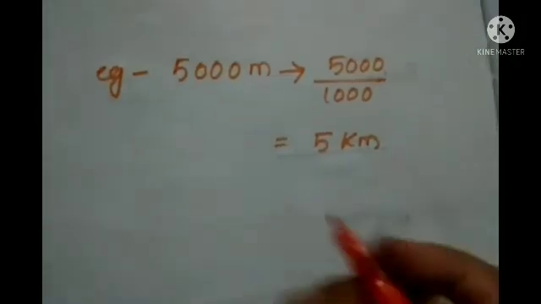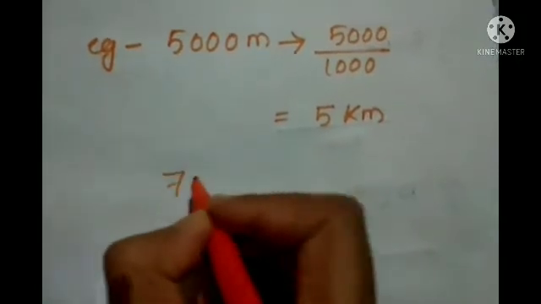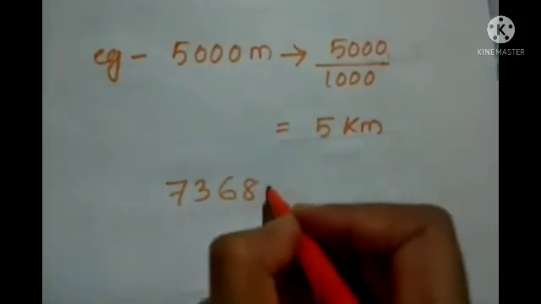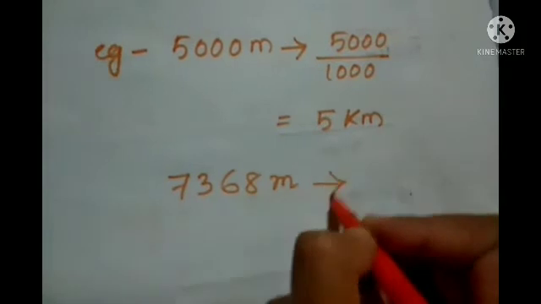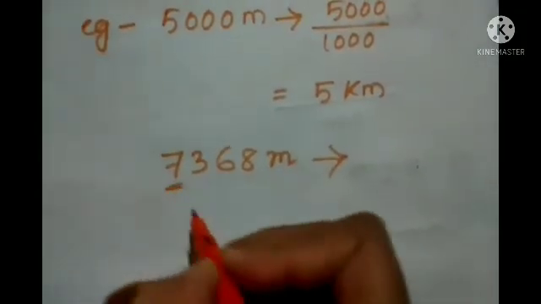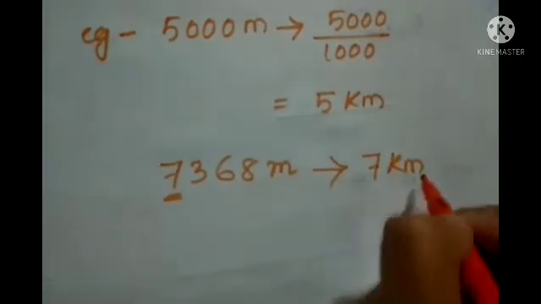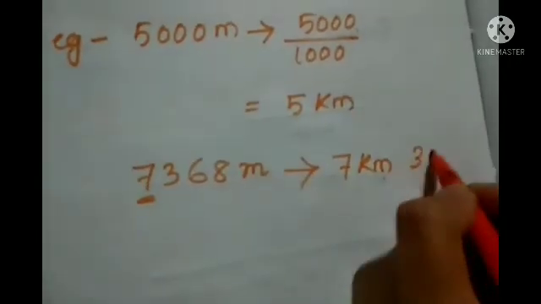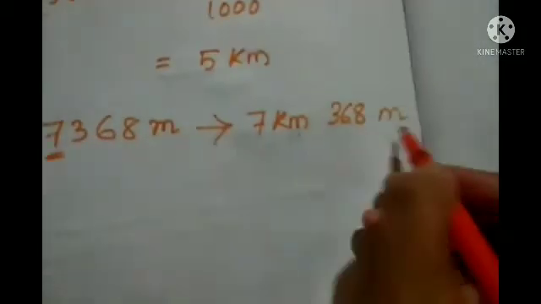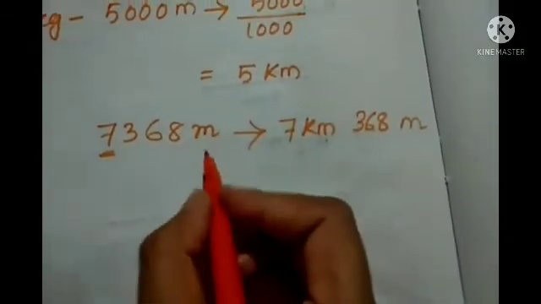But in some cases, like if it is given 7368, suppose this much meter. In this case what you have to do, you have to see the 1000 place. So 7000 is given, so definitely it will be 7 kilometer. And what is left? 368. That one will remain as meter. So this one is converted from meter to kilometer.